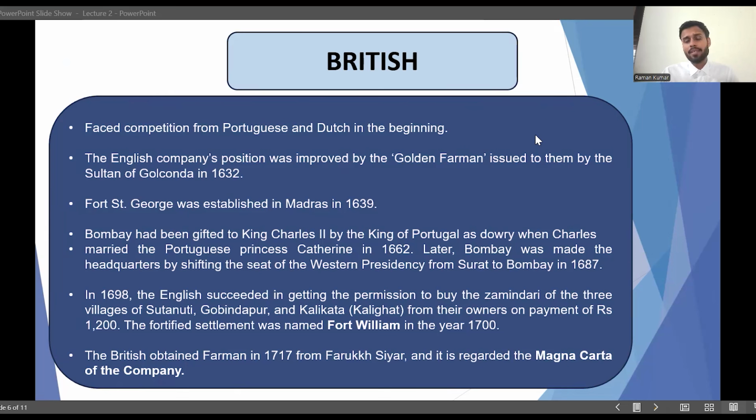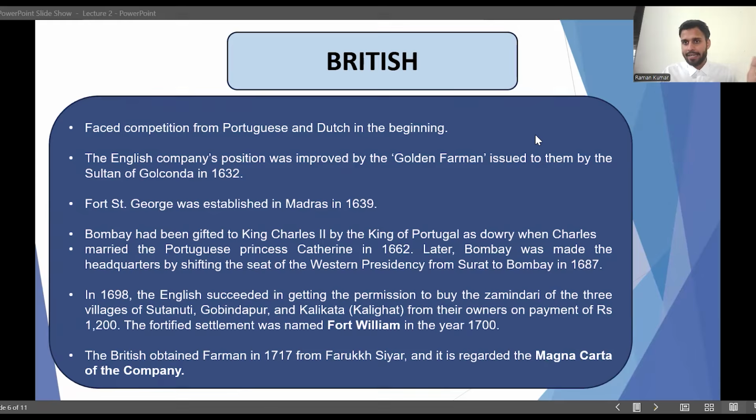After they established a port in Madras, King Charles II of Britain married a Portuguese princess. And in dowry, they received the port of Bombay from the Portuguese in 1662. Of course, the British then developed this port and made it their headquarters of Western India in 1687. And Bombay later became an important British presidency. So first Madras, then Bombay, and now we will come to Bengal.